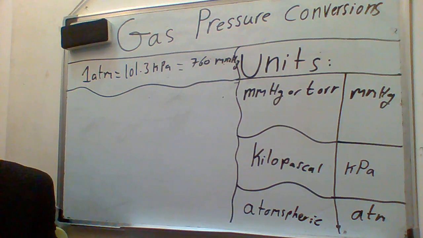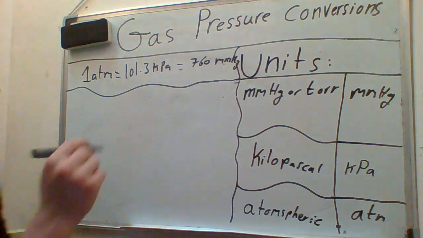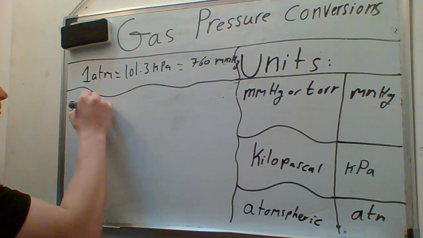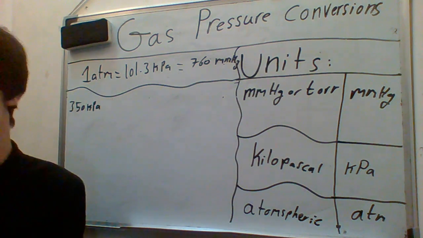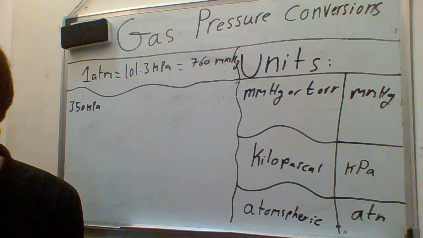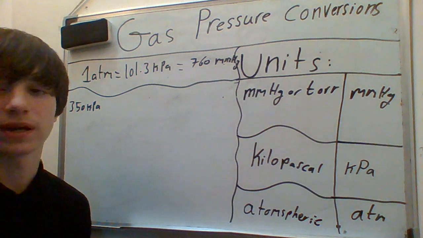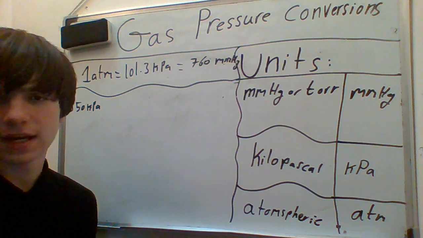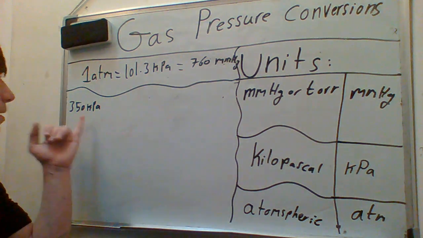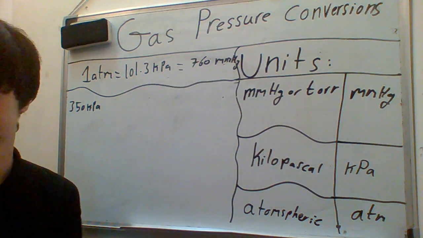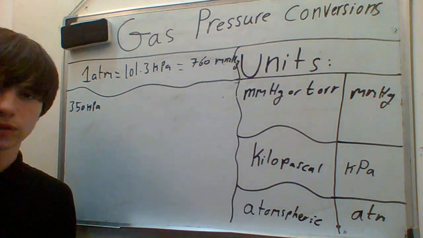The example says the pressure inside a car tire is 350 kilopascals. The question says to express it in both atm and mmHg, or millimeters of mercury. So it simply says to convert kilopascals into both atm and torr. Let's do that.